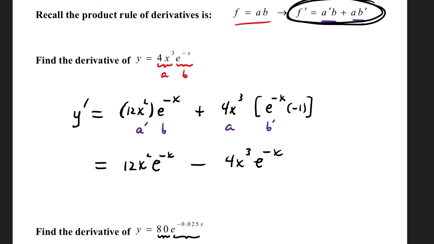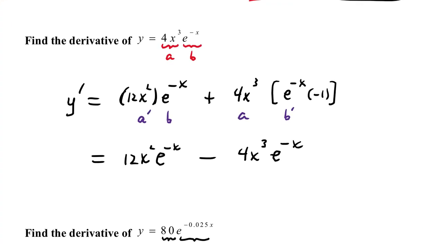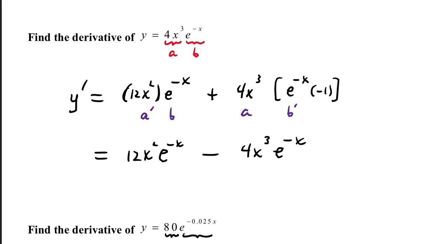So let's apply the product rule to this function. We're going to find the derivative of 4x cubed times e to the negative x. Okay, so the derivative of the first term is going to be 12x squared, times the second term left alone, e to the negative x, plus the first term left alone, 4x cubed, times the derivative of the second term.